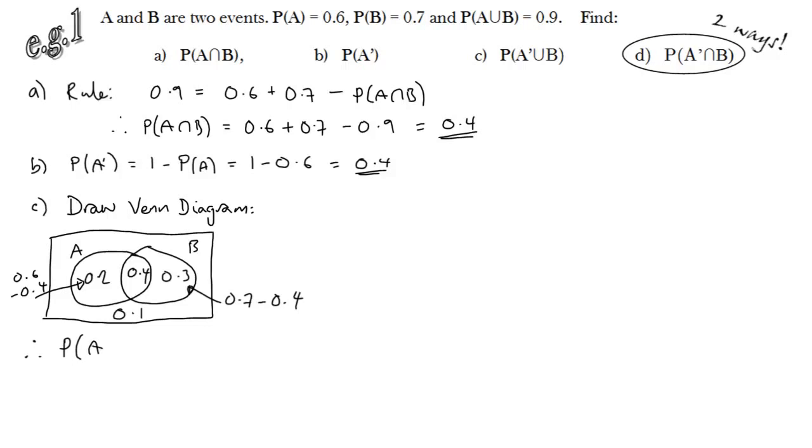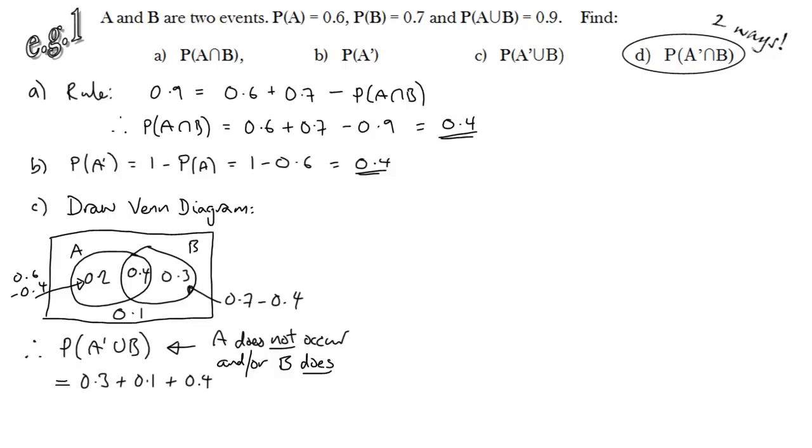What I want is the probability of not A union B. Let's just consider for a moment what that means. That means either A does not occur, so not A, or B occurs, or both. So A does not occur and/or B does occur. At this point, I want you to pause the video and check that you agree that these three regions all satisfy that criteria: 0.3, 0.1 and 0.4. If you're not sure why, ask me in class. Okay, that adds up to 0.8.